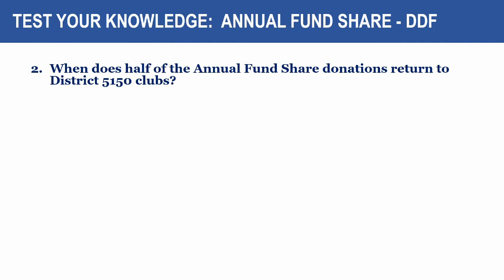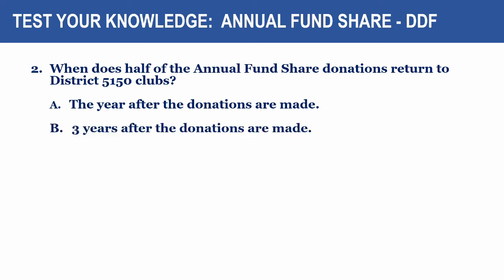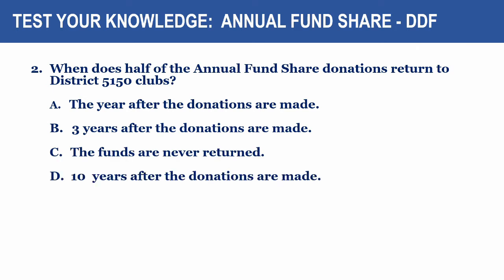Question two. When do half of the annual fund share donations return to District 5150 clubs? A, the year after the donations are made. B, 3 years after the donations are made. C, the funds are never returned. Or D, 10 years after the donations are made. The correct answer is B.